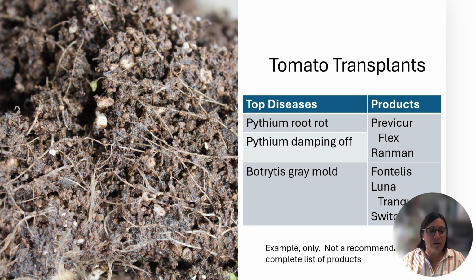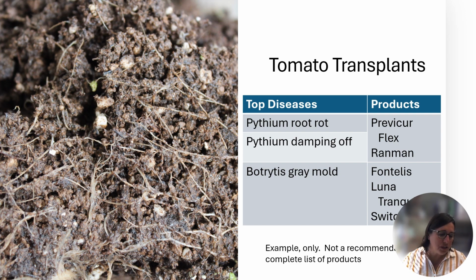Okay, so the Pythium root rot, Pythium damping off, effective products for them, Prevacure Flex and Ranman. And Botrytis, gray mold, not the same products we saw when we were looking at gray mold on Impatiens. For vegetables, Fontellus, Luna Tranquility, and Switch would be the ones that I'm considering here in my example scenario.